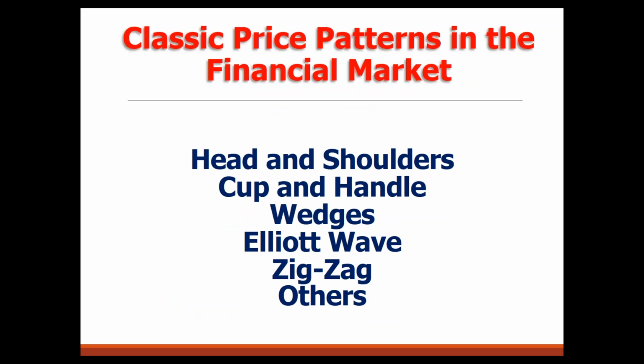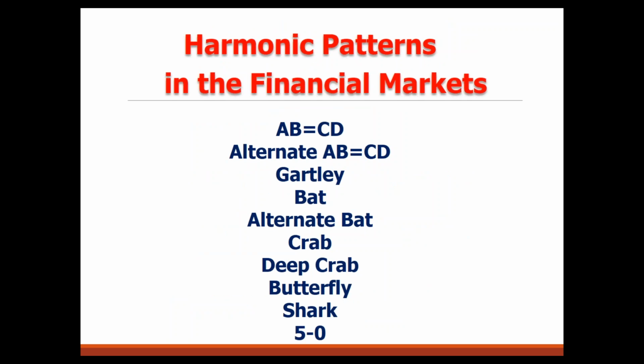Now, most people are aware of the classic price patterns in the financial market. Those can be head and shoulders, cup and handle, wedges, Elliott wave, zigzag. There's numerous. But harmonic patterns in the financial markets consist of the ABCD pattern, the alternate ABCD pattern, the Gartley, the bat, the alternate bat, crab, deep crab, butterfly, shark, and 5-0.